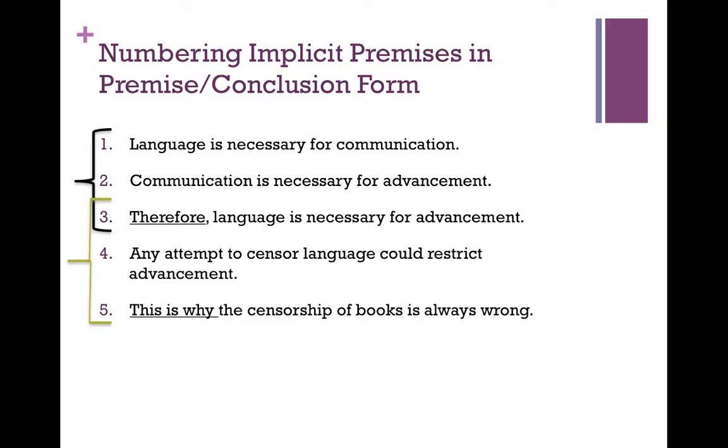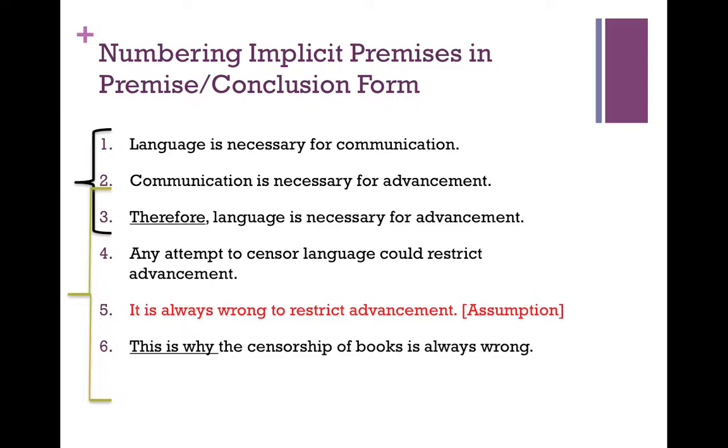Notice the slide here. The conclusion starts talking about the wrongness of censorship, whereas the premises are only talking about restricting advancement. So premise number 3 is language is necessary for advancement, and premise number 4, attempt to restrict language could restrict advancement. Well, how are you all of a sudden talking about the wrongness of censorship? Where does the wrongness premise or conclusion come from? So this has to be assuming something, and something like the following. It is always wrong to restrict advancement.